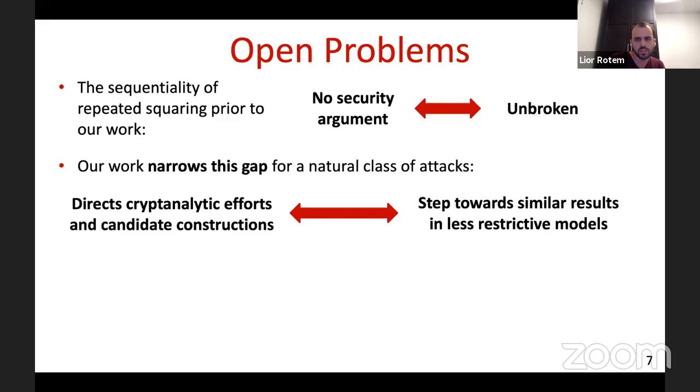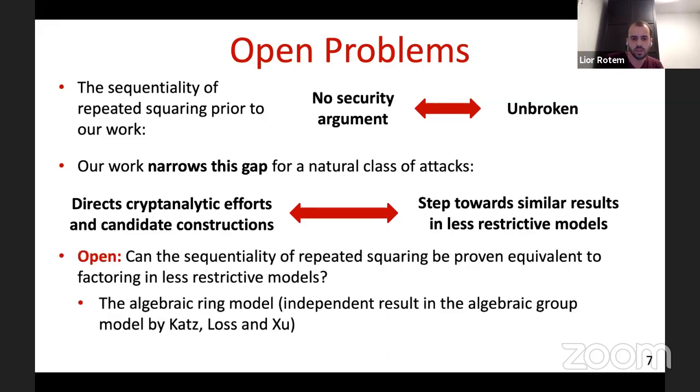And two implications of this result are that if you want to break the sequentiality assumption of repeated squaring, you now know better than to try and do it generically. And on the other hand, it's a somewhat necessary step in the quest for proving similar results in less restrictive models. So this is the first open question: can you prove similar results in less restrictive models?